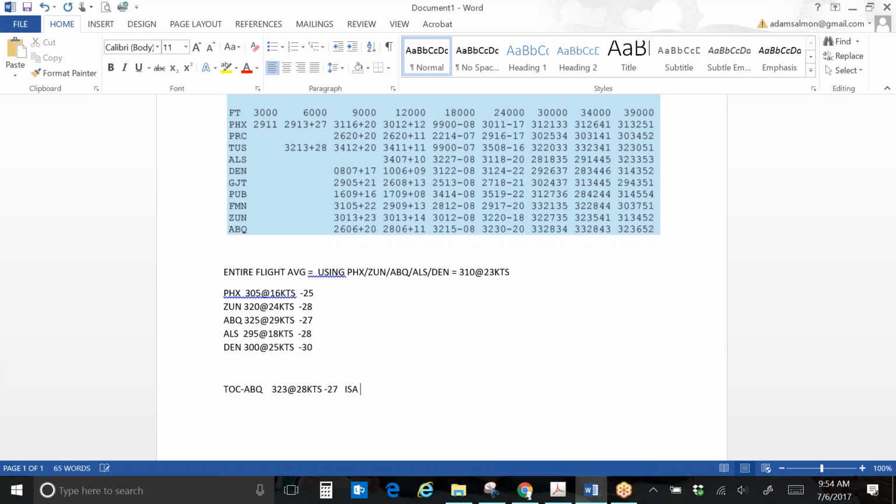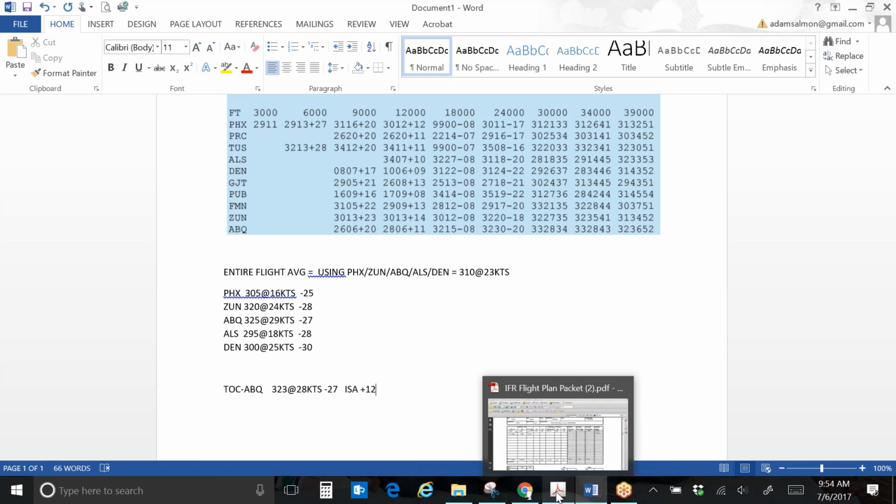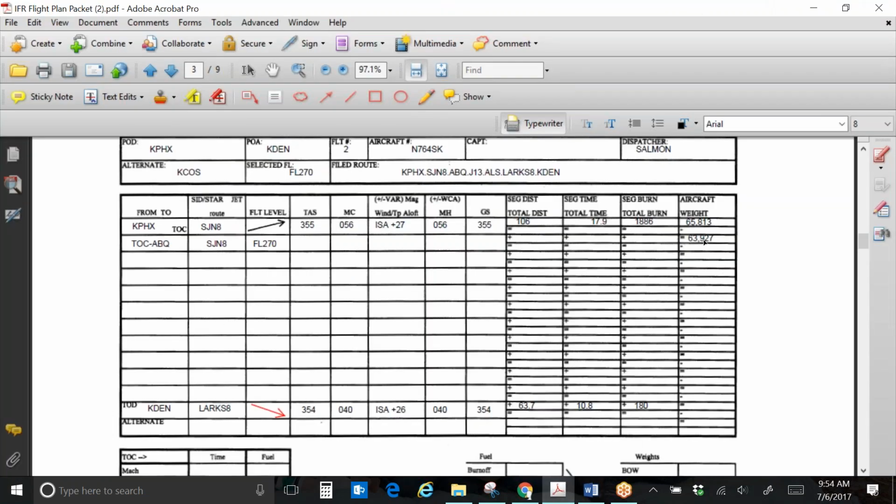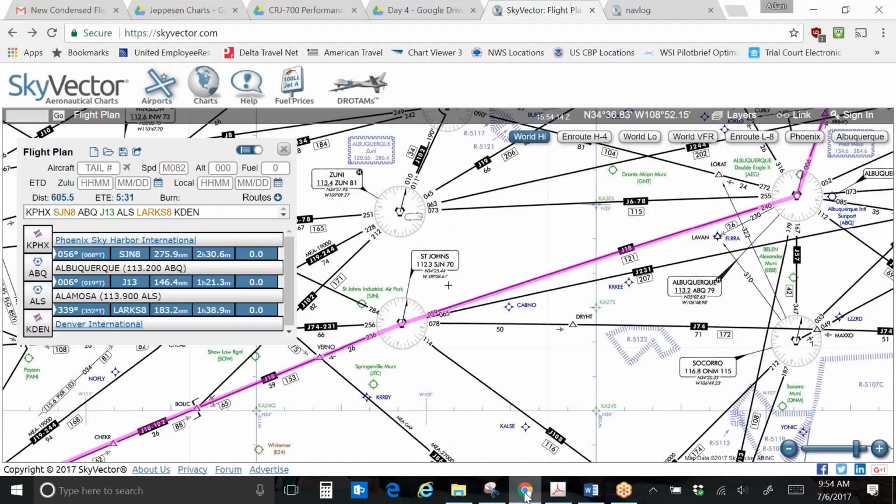Write that into it if we want. ISA plus 12 for this leg, so we're going to have to round that up to ISA plus 15 on our cruise charts. Okay, so let's go take a look. And now looking back at this real quick, 63,927, so we weigh 64,000 pounds.